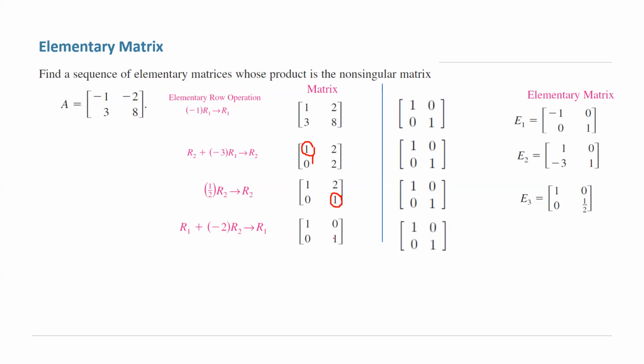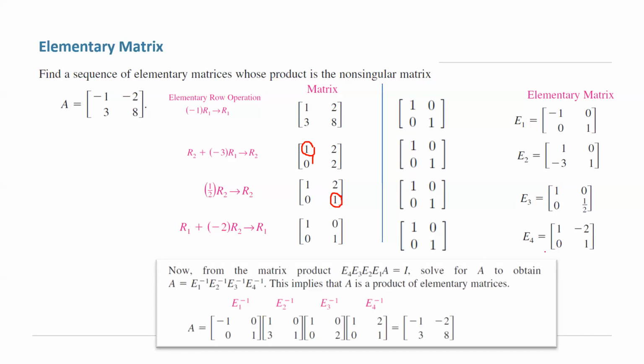We're going to do the same thing to get our elementary matrix. Write down the 2 by 2 identity matrix and apply the exact same elementary row operation. Multiply the second row by -2 and add it to the first row. So now you have 1, -2, 0, and 1.